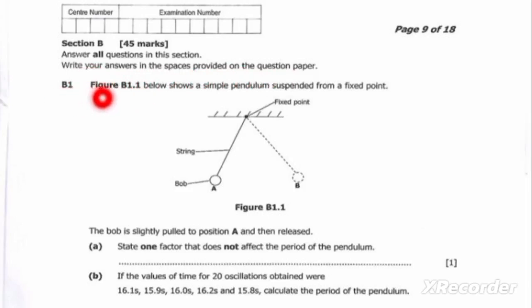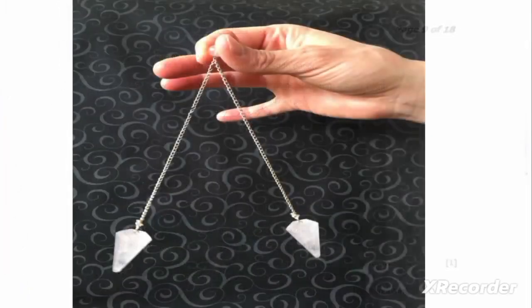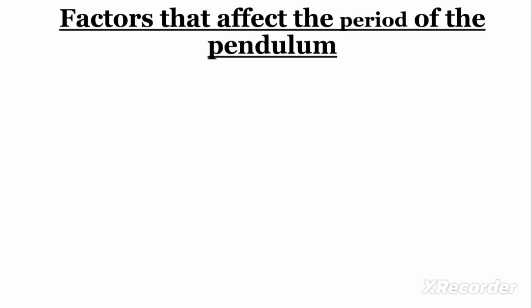Question B1, figure B1.1 below shows a simple pendulum suspended from a fixed point. The question continues. The bob is slightly pulled to position A and then released. Question A, state one factor that does not affect the period of the pendulum.